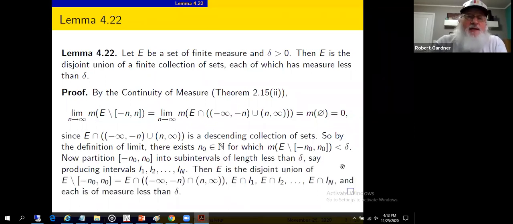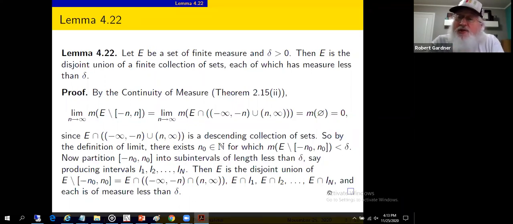Then we'll take set E. We'll take the unbounded part here. We'll take E intersect I1, E intersect I2, up through E intersect I sub capital N. And then we've taken set E and partitioned it into, in our notation, capital N plus 1 little subsets, each of which has measure less than delta.